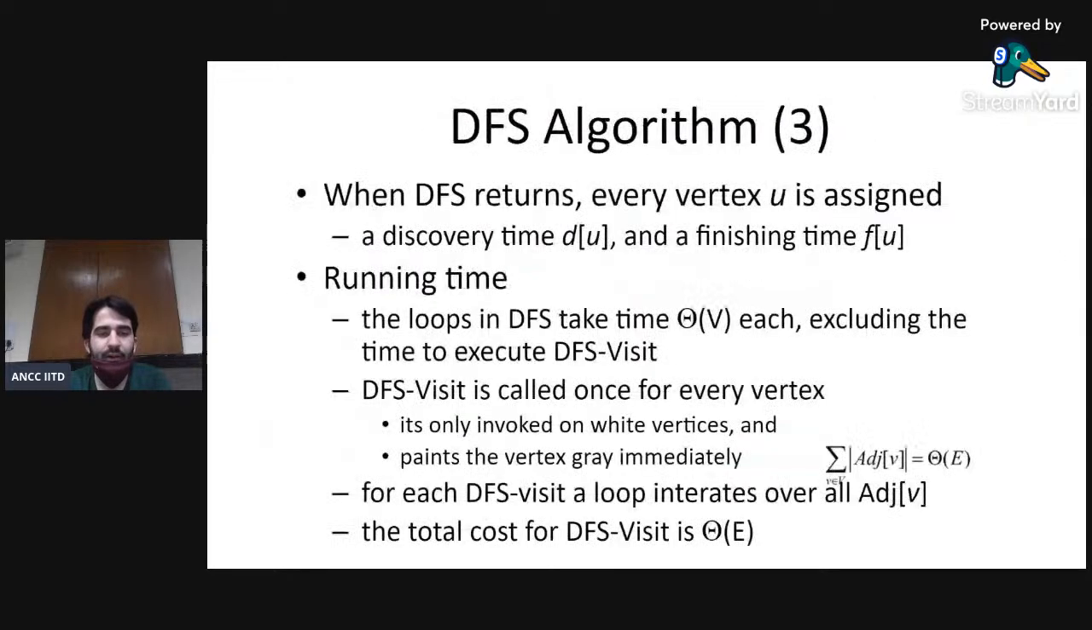So the total time that we take is the sum of degree, which is again 2 times the number of edges, so order of edges. So the total cost is of order of V plus E.